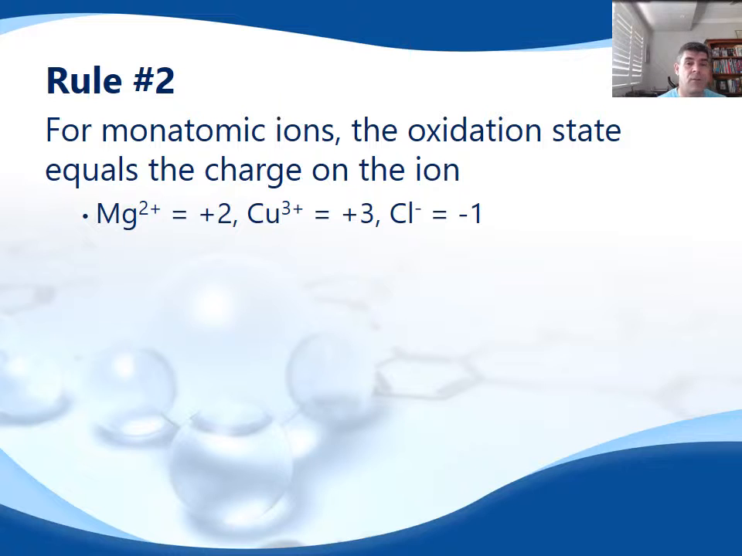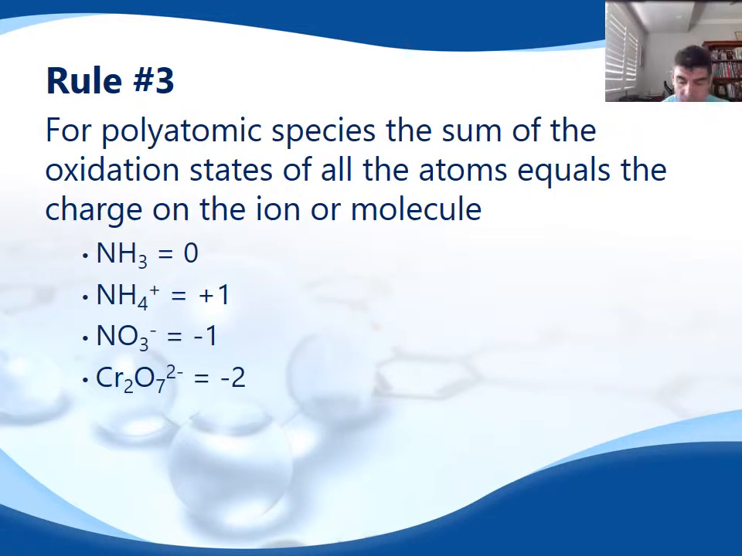The second rule is that for monatomic ions, the oxidation state equals the charge on the ion. So an Mg2+ ion has a +2 oxidation state. A Cu3+ would have a 3+ oxidation state. A Cl-, a -1, and so on. The trick comes when we start looking at polyatomic species, where there are a number of different atoms present in the polyatomic ion, and we have to work things out overall.